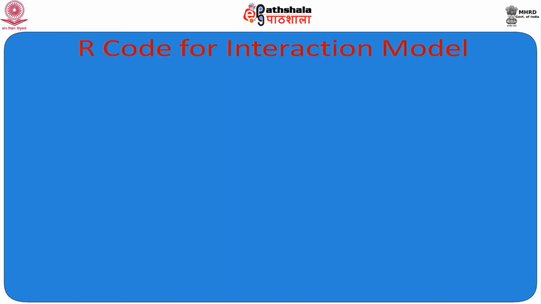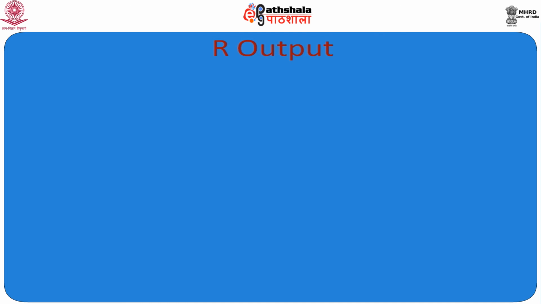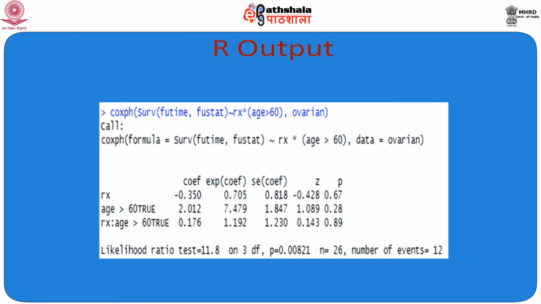Now we will go for the interaction model with Cox proportional hazard functions. Again, in the earlier case we had considered only the additive case. Now we are considering Rx multiplied with age for those having age greater than 60 years, and as a result we are getting three values: Rx, age greater than 60 years, and the interaction effect of Rx and age for those aged 60 years plus. The reference group is considered as 1, and Rx is coded as 1 and 2, so numerically the lesser value of Rx will be considered as the reference group.